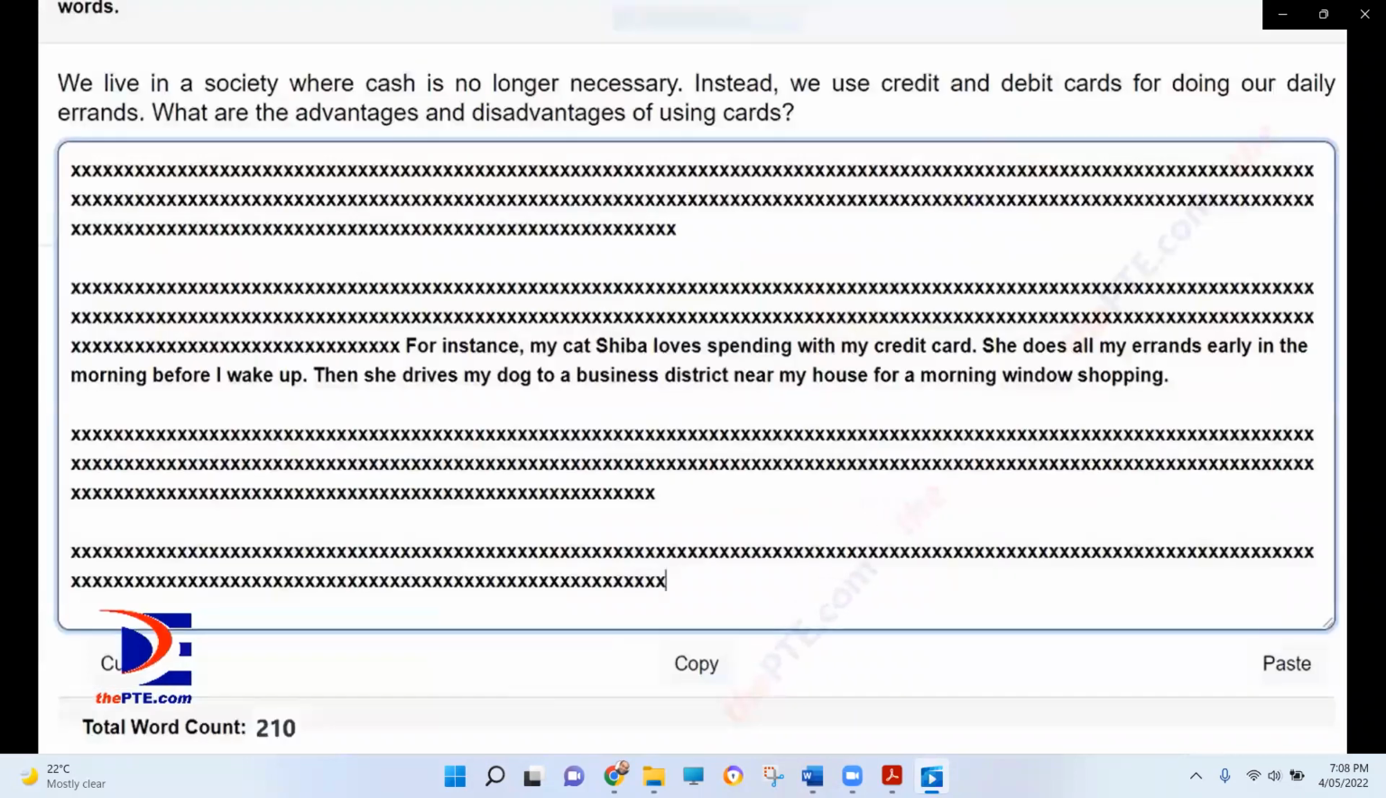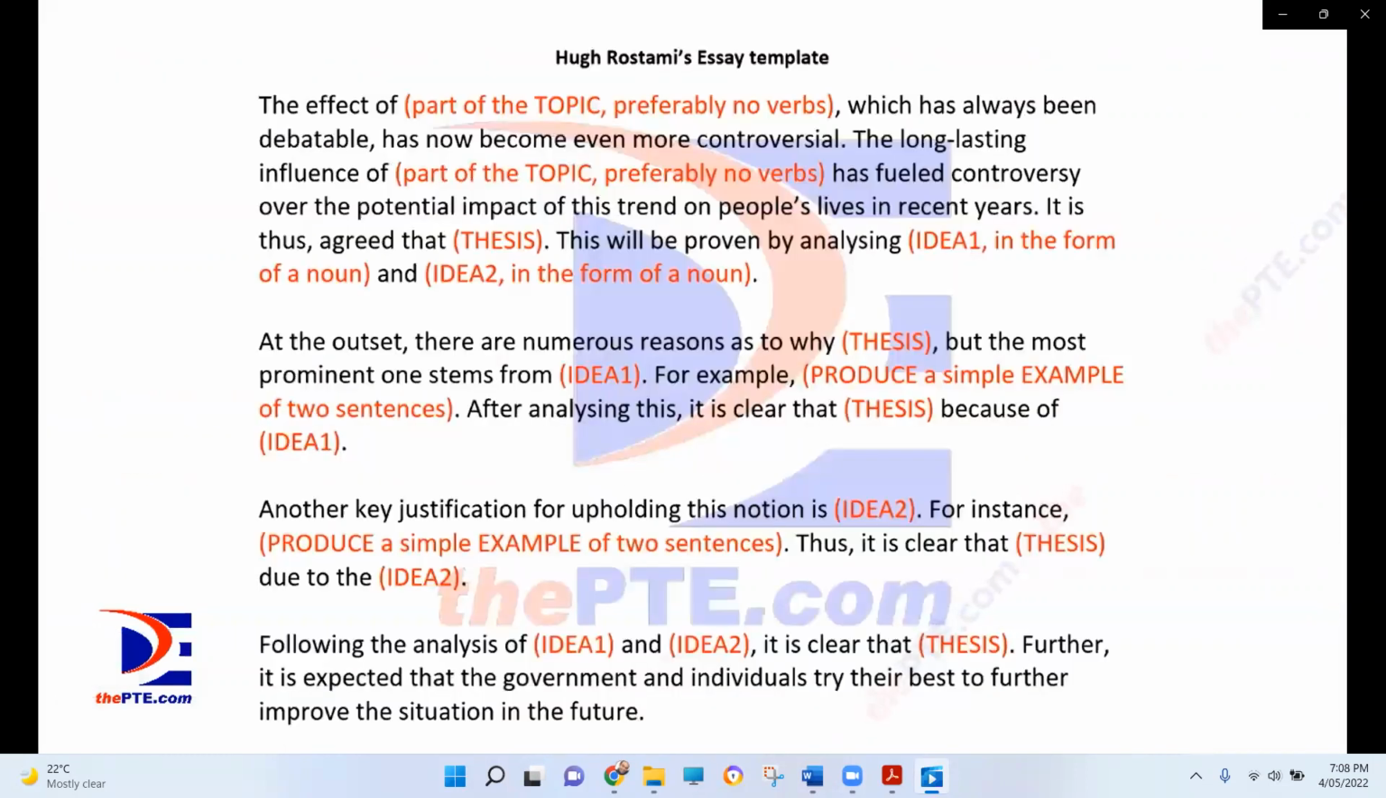So the moral of the story is that so long as the grammar, spellings, and punctuation of your essay are okay, you do not necessarily need to make sense in your sentences. Now let's take a look at the template.